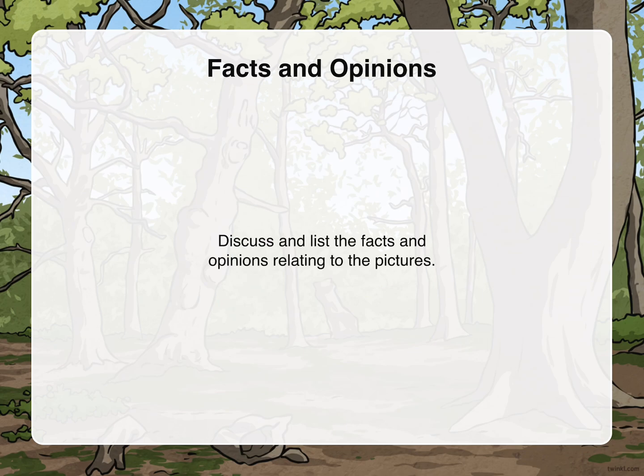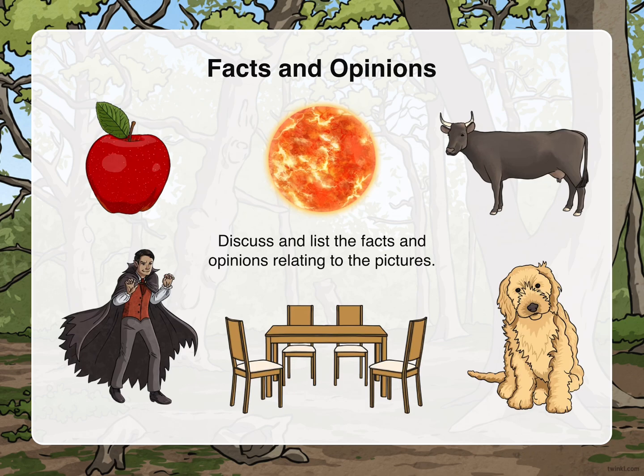Okay, so now this is a task where you're going to need your remote learning jotter. I do not mind how you organise this in your remote learning jotter. You might want to do a picture and write a fact at the top and an opinion underneath. You can be as creative as you like. You might want to colour it in. You might want to use the internet to help you with some of your facts.